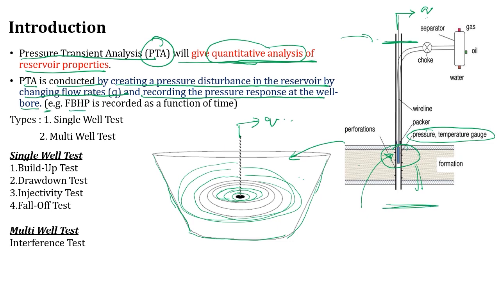Now example, flowing bottom hole pressure is recorded as a function of time. Okay, let's say I'm going for a drawdown test. At that time I will measure this flowing bottom hole pressure. Now coming to types of well test, it can be a single well test or we can go for a multi well test. In single well test we can have build up study, drawdown, injectivity, fall off, whereas in multi well test we can have interference test. Okay, now let's move further.